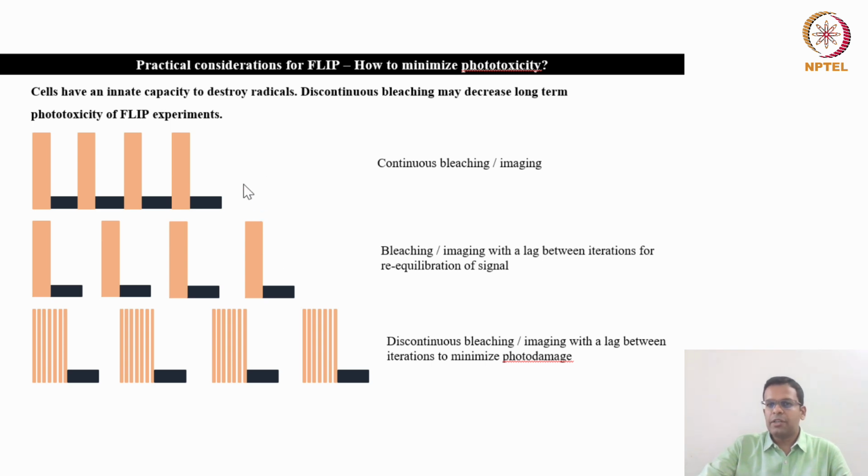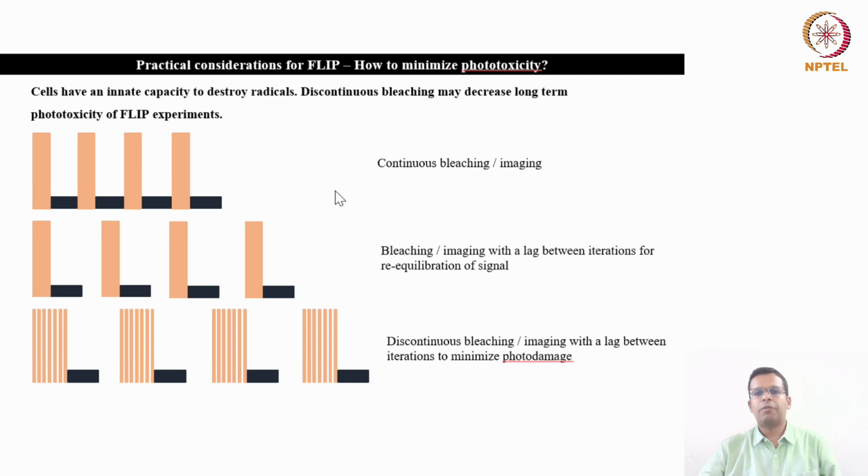The best way to do this kind of FLIP experiment is to go for discontinuous bleaching and imaging with a lag between iterations to minimize photo damage. So instead of continuous bleaching, if you go for this kind of discontinuous bleaching, it reduces the photo damage, because cells have an innate capacity to destroy the radicals. In discontinuous bleaching, you are giving some time to the cell so that the cell can destroy the free radicals produced during photobleaching. So this is the best way of doing a FLIP experiment, in which you go for discontinuous bleaching, then imaging, and there should be some lag between the iterations.